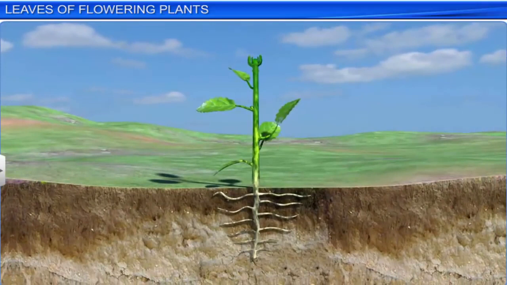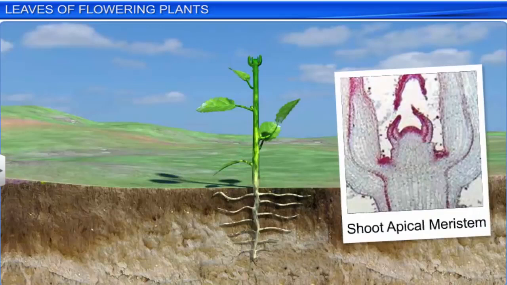Leaves originate from shoot apical meristems and bear buds in their axil. These axillary buds later grow into branches. The meristem found at the tip of a shoot is known as shoot apical meristem.